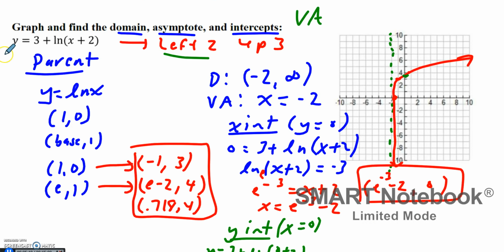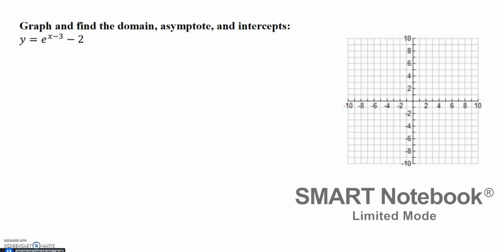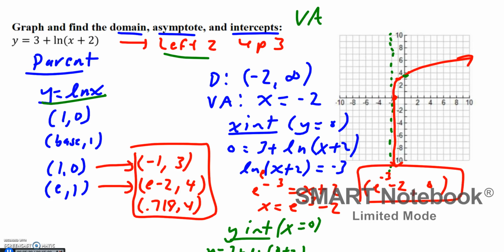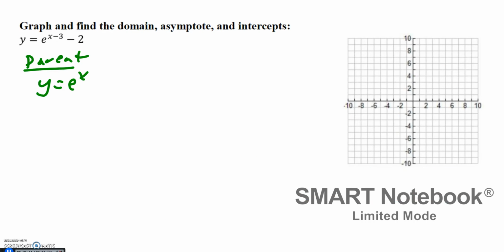What I love about the second problem and the third problem being next to each other is I'd like you to notice that the parent function is ln of x. In the next problem, this exponential one, the parent function is y equals e to the x. Now, is there a relationship between ln of x and e to the x? Yes, these are inverses.